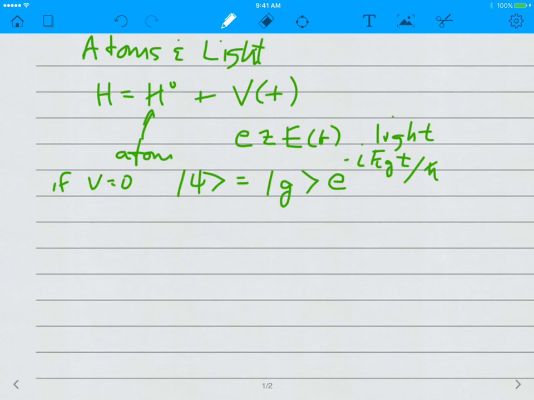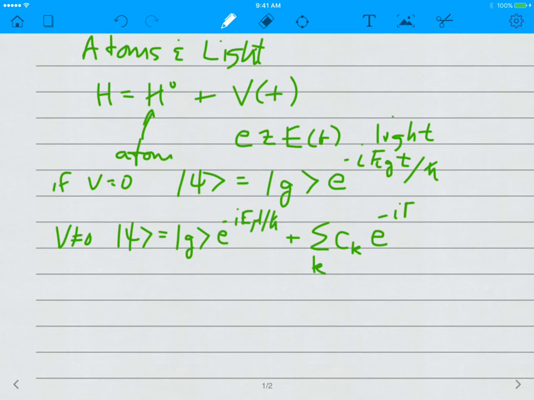And so when V is not 0, we're going to assume psi is g e to the minus i E_g t over h bar. And then in general, other eigenstates of H0 will appear, and we're going to give them an amplitude c_k and a similar kind of de Broglie phase factor.